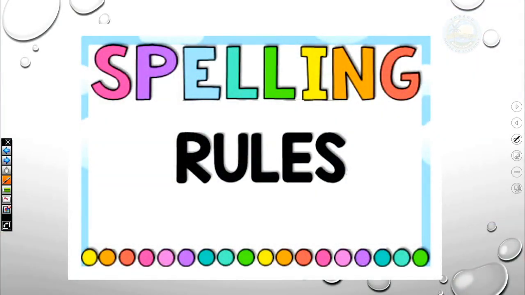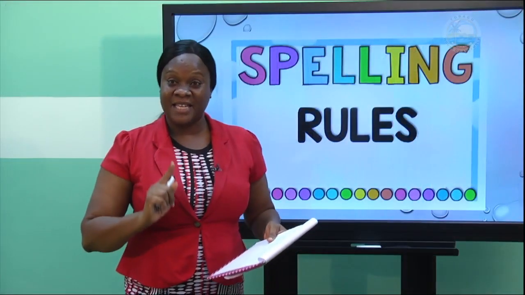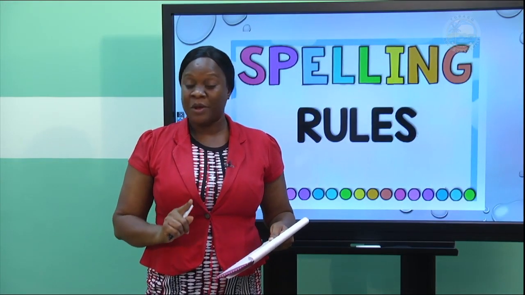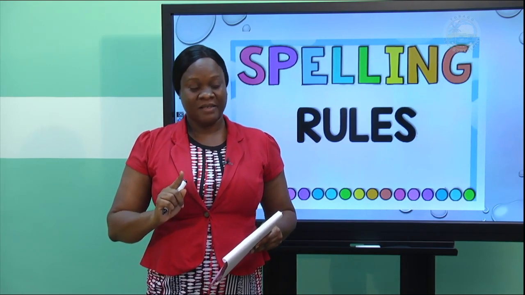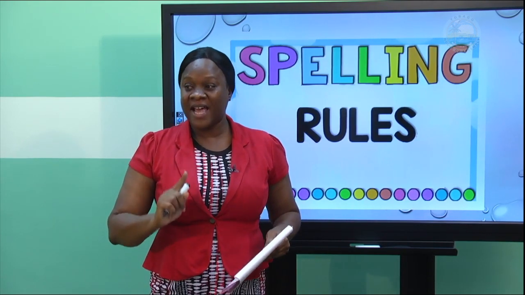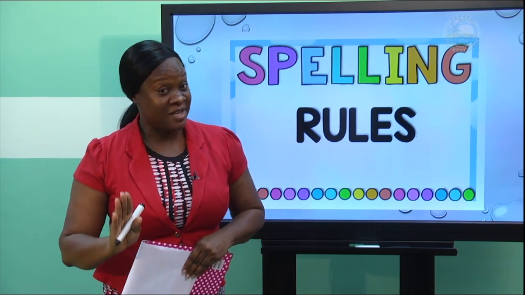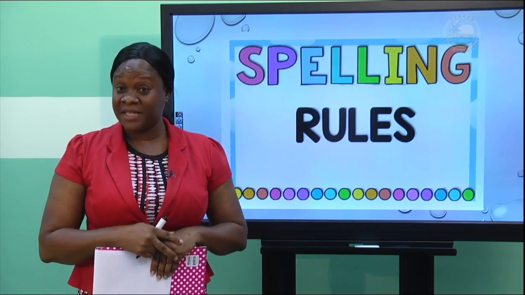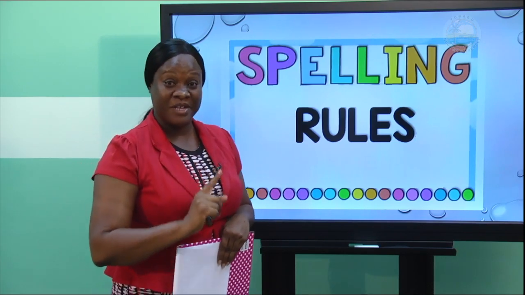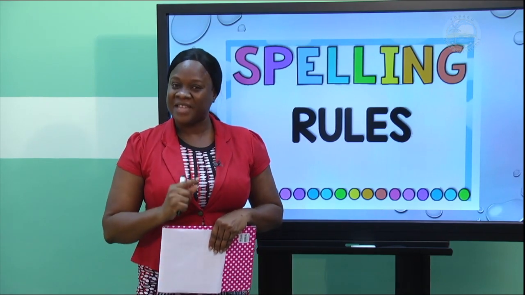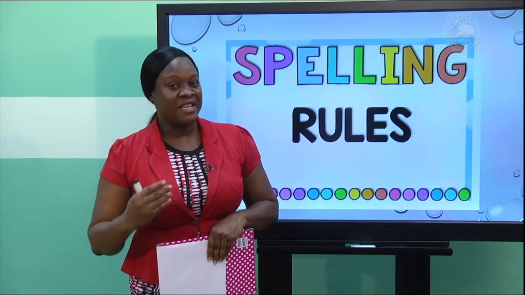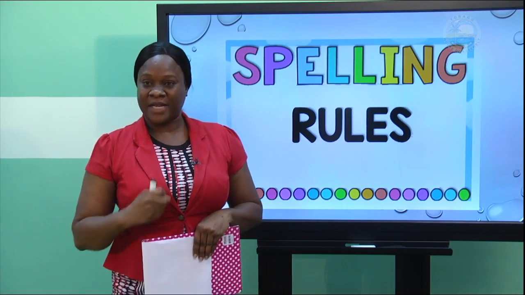Listen to the clue and tell me the rule. Listen up. The clue is: a silent E cannot be heard. What becomes of it at the end of a word? Listen again. A silent E cannot be heard. What becomes of it at the end of a word? Think. What becomes of a silent E at the end of a word when we are adding a suffix to spell the word correctly?